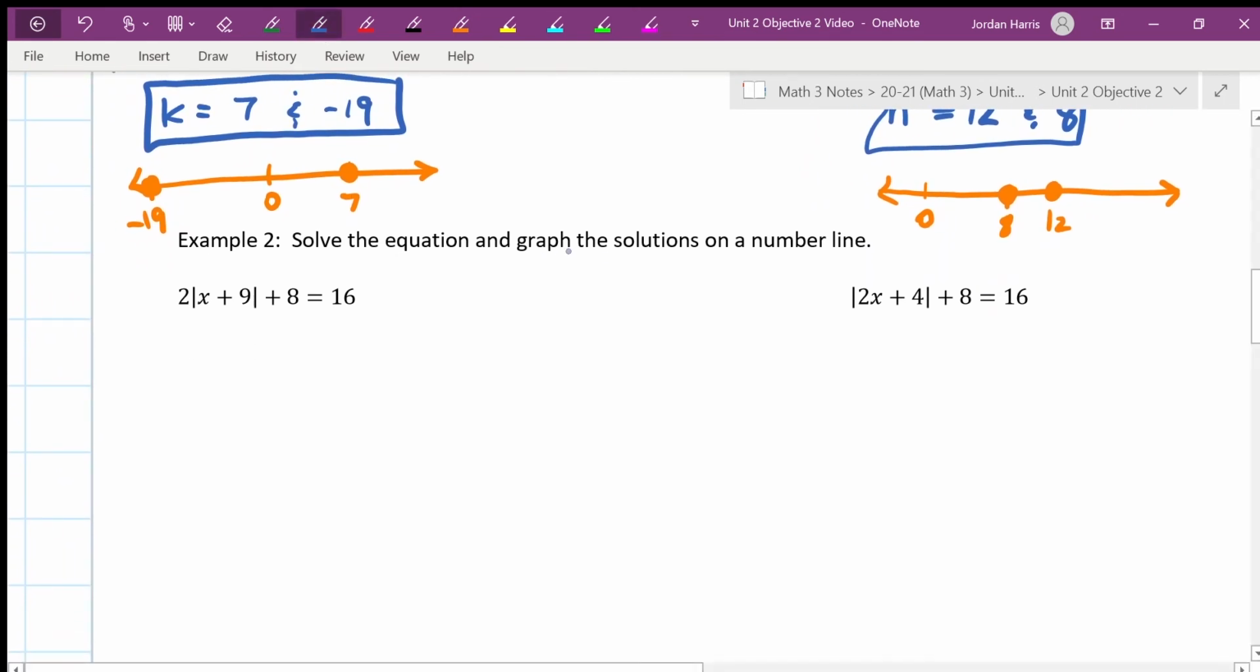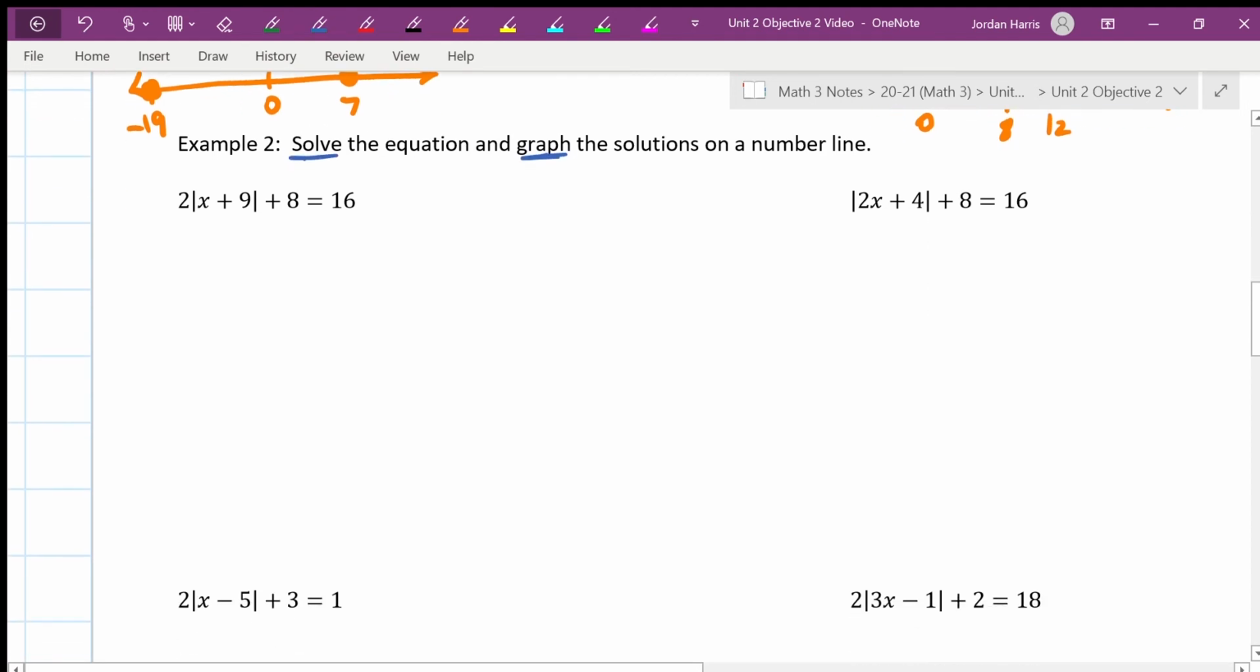So, example 2. Solve and graph the solutions on a number line, just like before. Now we have a couple things we have to do. So remember, when you're solving, you need to add or subtract first. People have forgotten that at this point. You're not following PEMDAS. PEMDAS is for simplifying. For solving, you actually kind of use PEMDAS backwards. We add and subtract first, then multiply and divide.